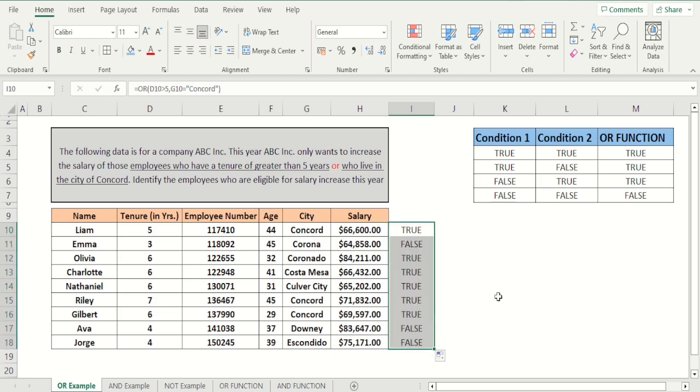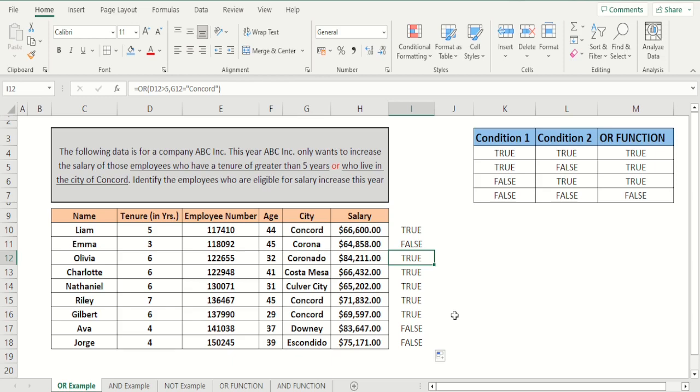Let's drag this formula and then check one of these cases. The next one is false. Let's understand why. The tenure is not greater than 5 years, and the city is also not Concord, so the answer is false. Let's look at the third one. The tenure is greater than 5 years, so that qualifies one condition. The city is not Concord, so the second condition is false. But remember, for OR to work, you just need one of the conditions to be true, and the final result is true. And that's what we have here. So this is the way the OR function works.